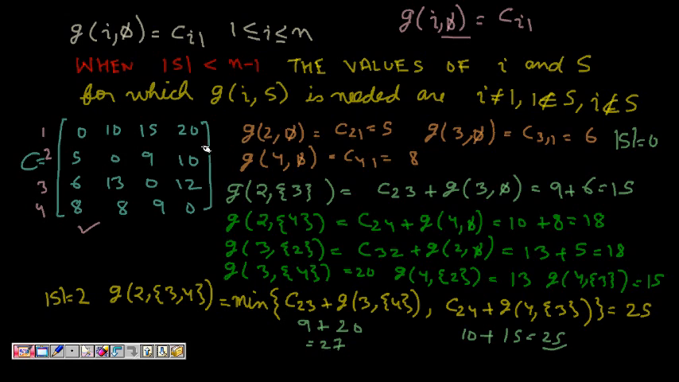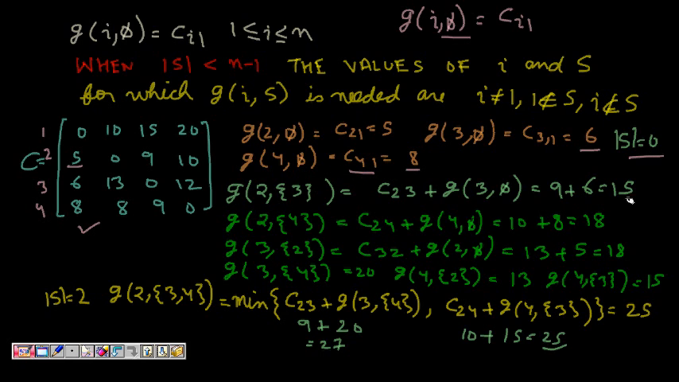So 2 comma phi means what? I start from node 2, I end at node 1, so it will be C21, and C21 is 5 here. Similarly G(3, phi) is I start from node 3 and end at node 1 with no intermediate vertices in the path, so it is C31, and C31 is 6. So this is for mod S equal to 0, no nodes in the set. So G(4, phi) is C41, similarly it is 8.